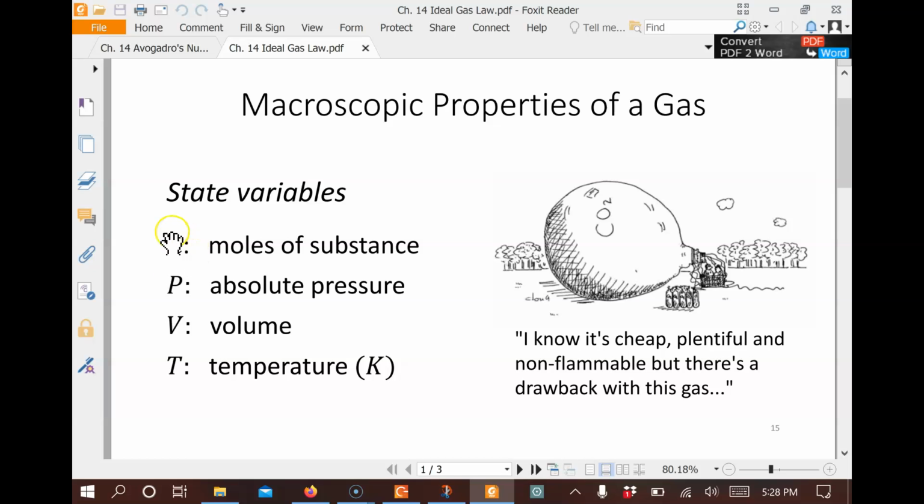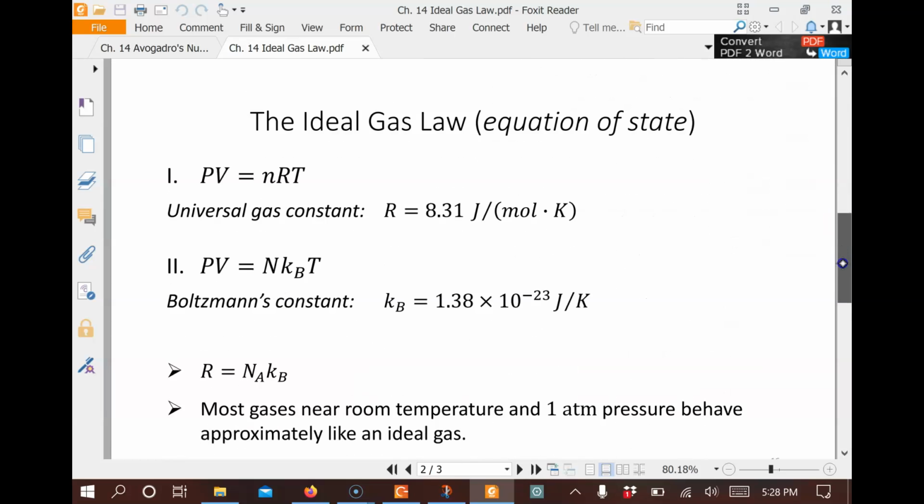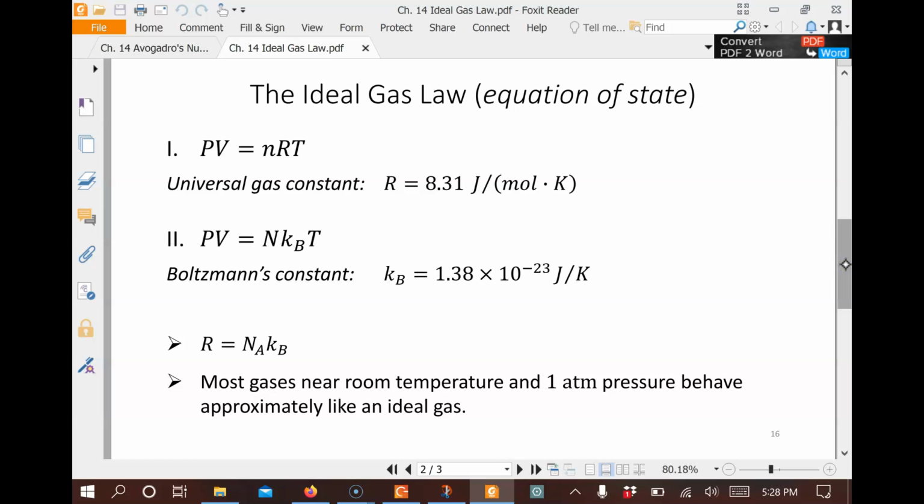So we've got n, little n, the moles of a substance, P, the absolute pressure of the gas, V, the volume of the container the gas is in, T, the absolute temperature. Those are the important variables for the ideal gas law. And the ideal gas law itself relates those variables. There's two ways to write it. Whether you want to use little n moles, then you use the capital R constant, the universal gas constant. Or if you want to use capital N, the number of particles in the gas, then you use k or k_B, Boltzmann's constant. So either one's good. And there's the ideal gas law. Let's go ahead and write that down. PV equals nRT.